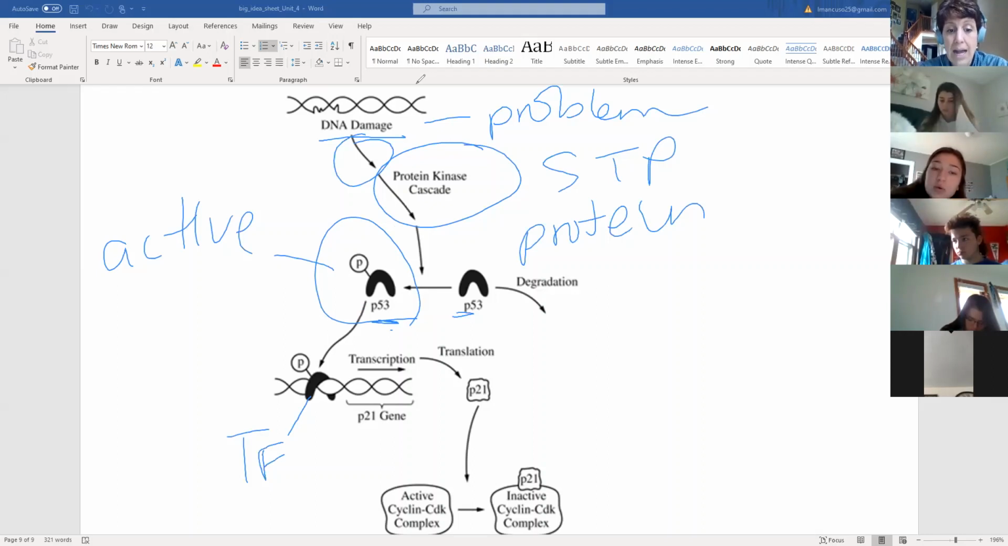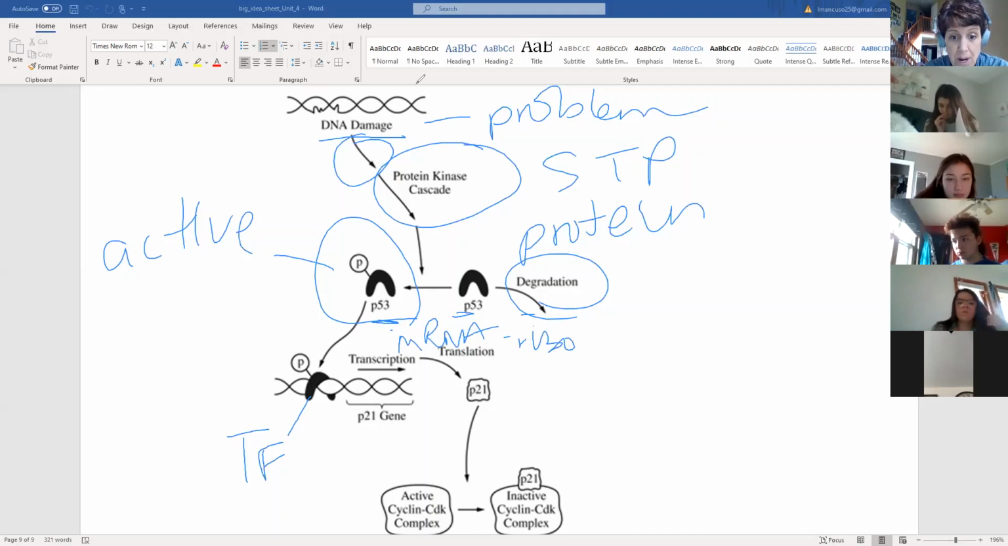So now, what happens with the inactive one though? The inactive one is degraded, which means okay, nothing happens to it. It doesn't get phosphorylated, it's not working. Okay, so transcription, I know this is what's going to make my messenger RNA, and then my messenger RNA is going to go to my ribosome, and my ribosome is going to make a protein, and there's the protein. So protein was made here, and now protein is made again here.